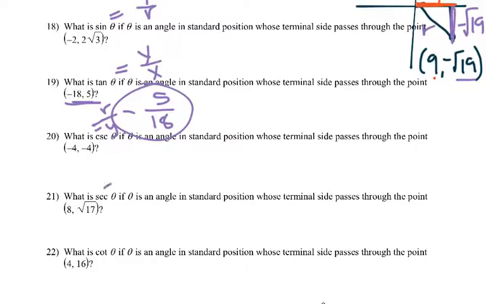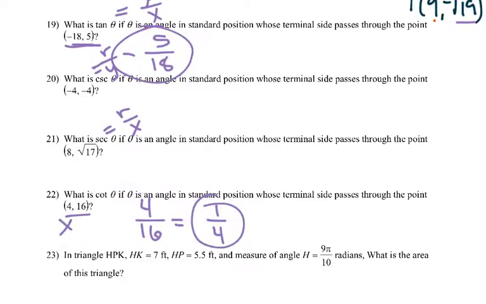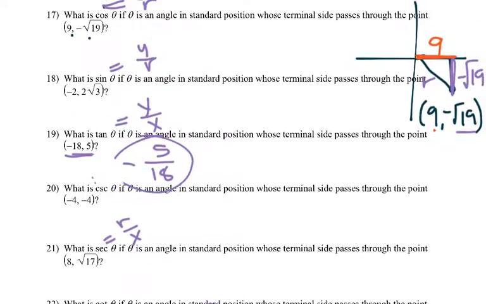Okay, secant is the opposite of cosine, so that would be r over x. And cotangent is the opposite of tangent, so it would be x over y. So that's another easy one, because 4 for x and 16 for y. We'd reduce that to 1/4, so the cotangent would be 1/4. Okay, so that one's pretty easy, as was the tangent. So we've got those ones.